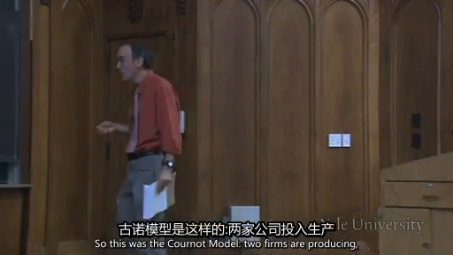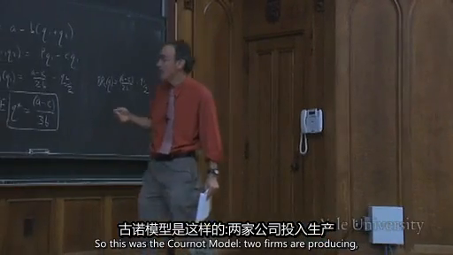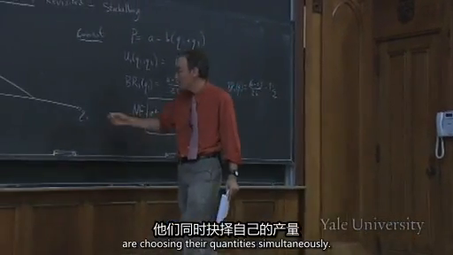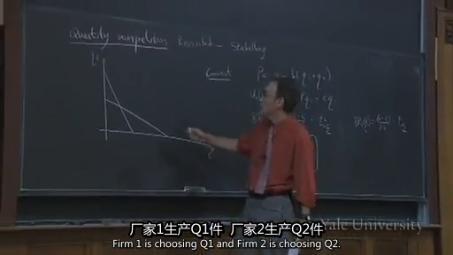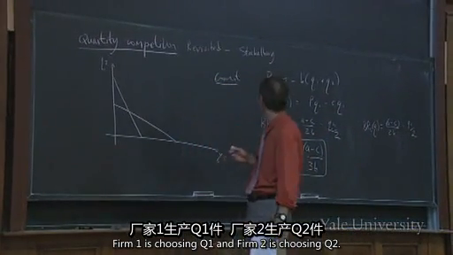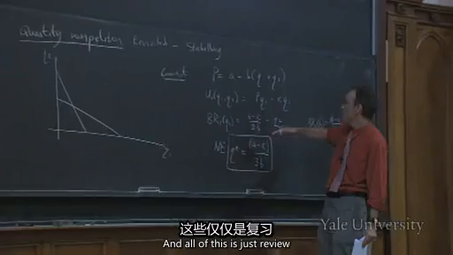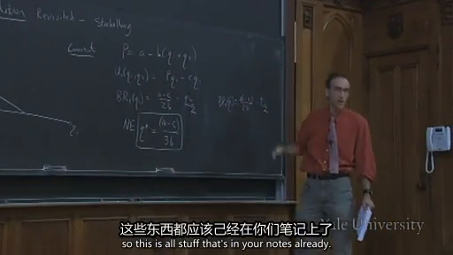So this was the Cournot model. Two firms are choosing their quantities simultaneously. Firm 1 is choosing Q1 and firm 2 is choosing Q2. And all of this is just review. So this is all stuff that's in your notes somewhere already.